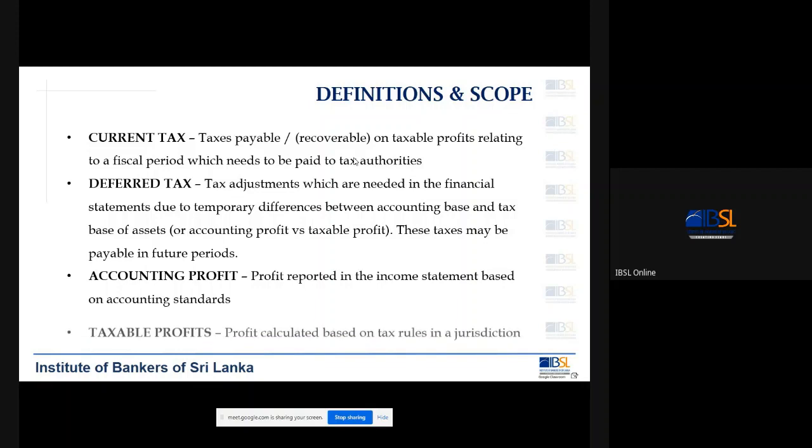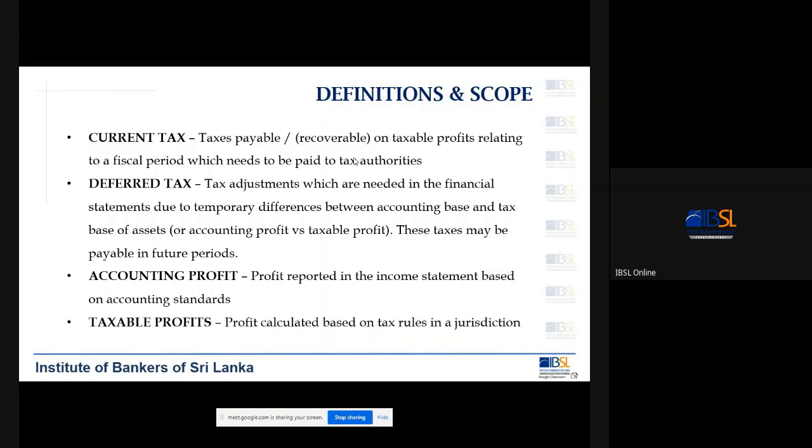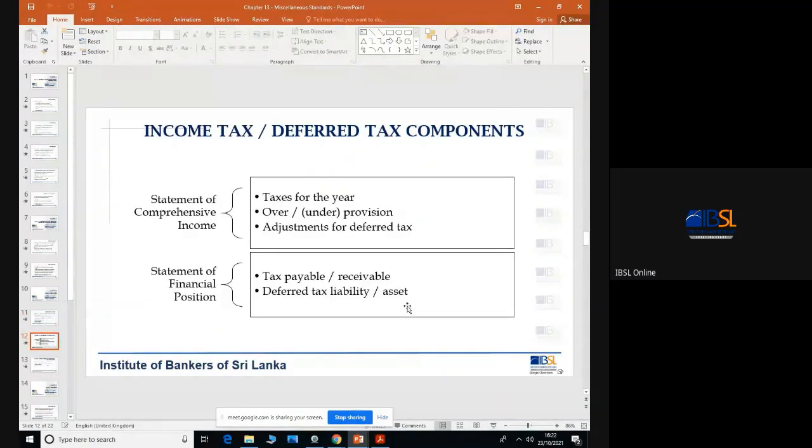right? But there is another concept called taxable profit. Now, what is this? The profit calculated based on tax rules. What do you call taxable profit? Taxable profits are the profits calculated based on tax rules in a jurisdiction. Now, this is where we have to be very careful in understanding the income tax and the deferred tax. I'll explain what it is.